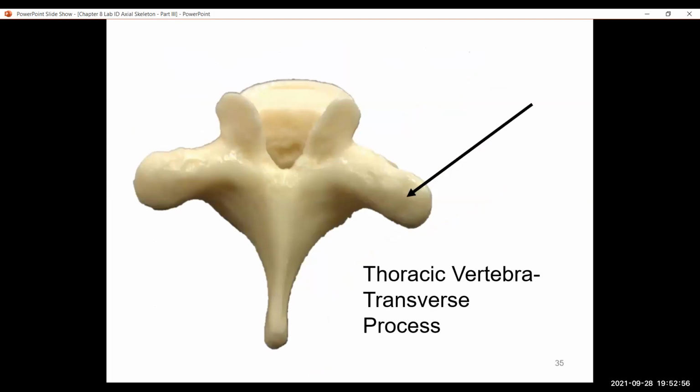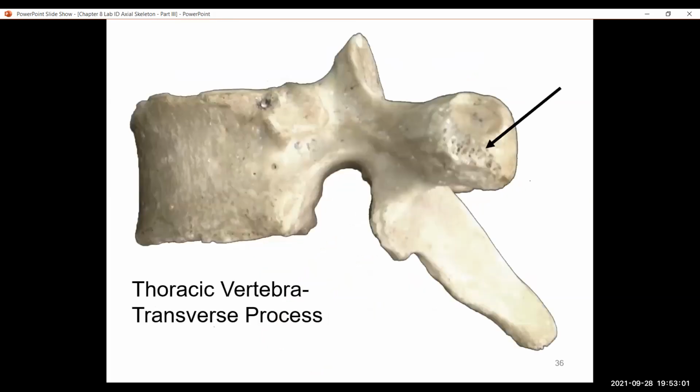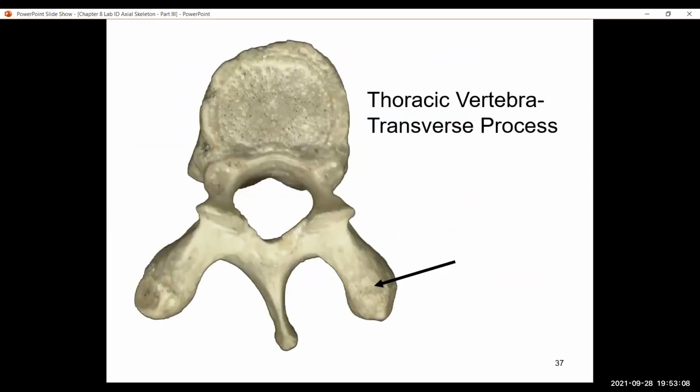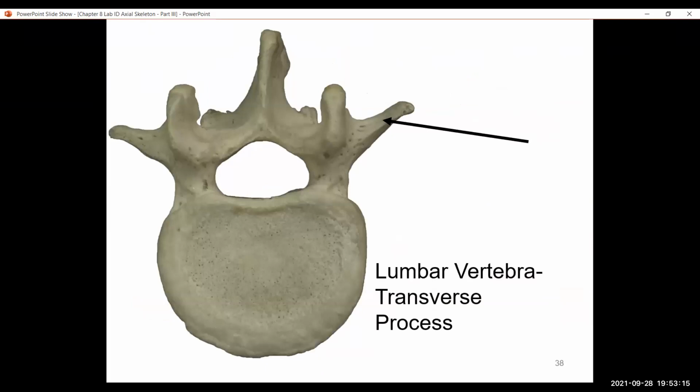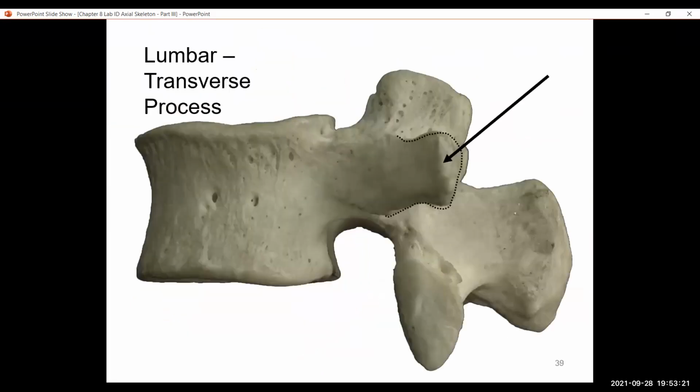All right, here's a transverse process from a thoracic vertebra from a posterior view here. You can see it from the lateral portion. And then from the superior view, there's a transverse process. Now we can see the transverse process of the lumbar vertebra. That comes pretty much right out from the side, more laterally there. And then you can see it here from the lateral view, kind of superimposed.